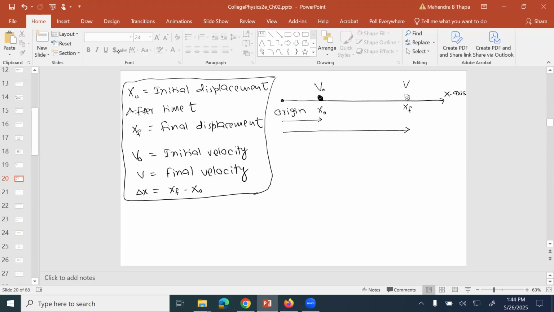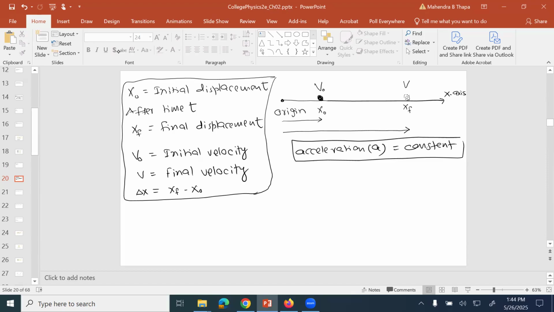So I'm assuming here the acceleration a throughout the motion is constant. Constant means any value. This is the key part here. Under these situations, we can write the following equations.